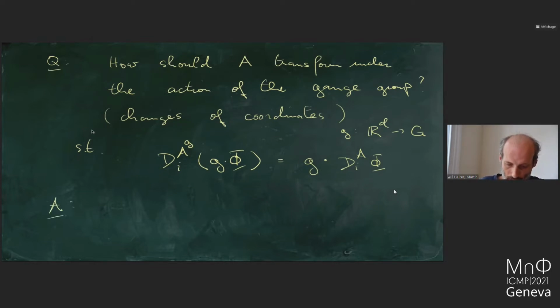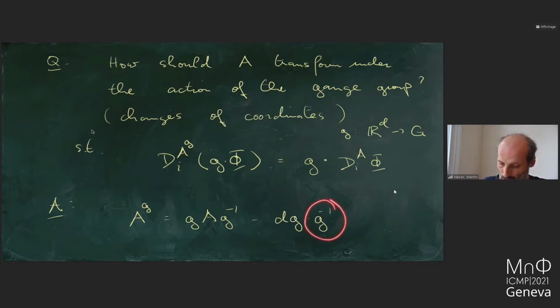And actually, if you did the calculation, what you find is that the transformed A is just given by conjugation, which you would expect. So that's the natural pointwise action of the gauge group on the Lie algebra. But then there's an extra term, which is the differential of G times G inverse. That's just whatever you need so that the differential, which is in the tangent space at G, gets back to the tangent space at the origin. And so this is, again, an element of the Lie algebra.